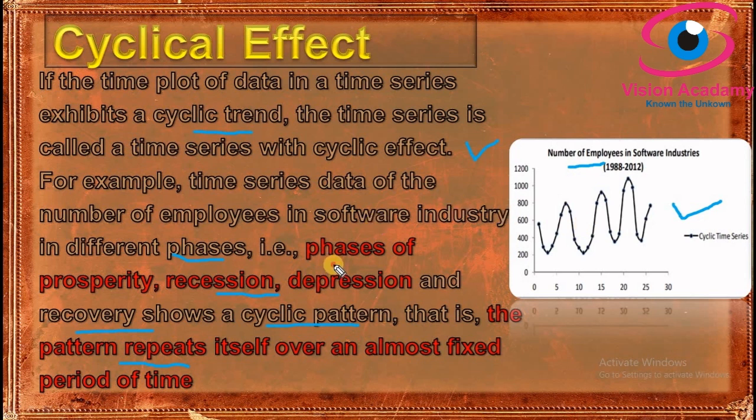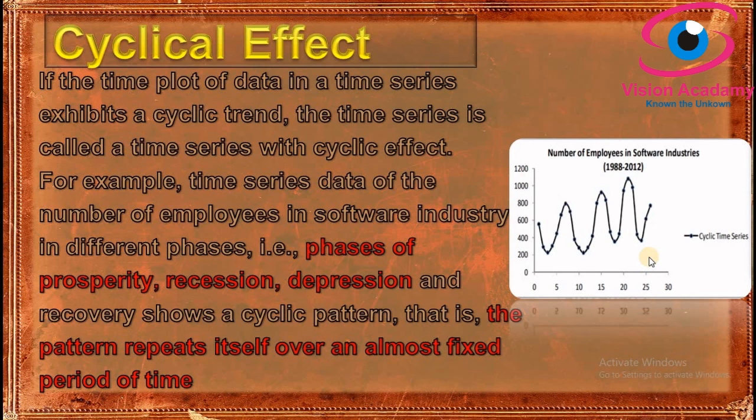Due to different phases we face in business, the cyclical variation in a time series is usually called the business cycle. And as I told you, it comprises four phases of a business, namely prosperity or boom, recession, depression and recovery. So this kind of data we will call the cyclical effect in business.